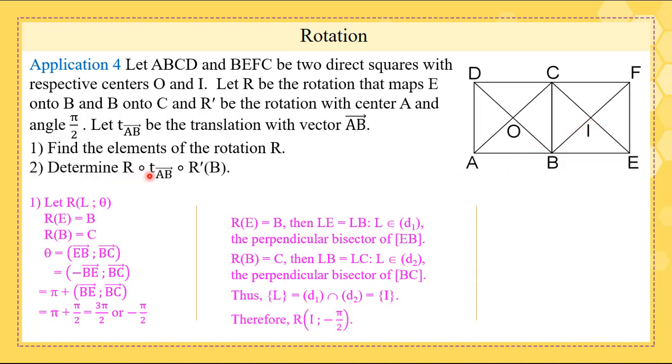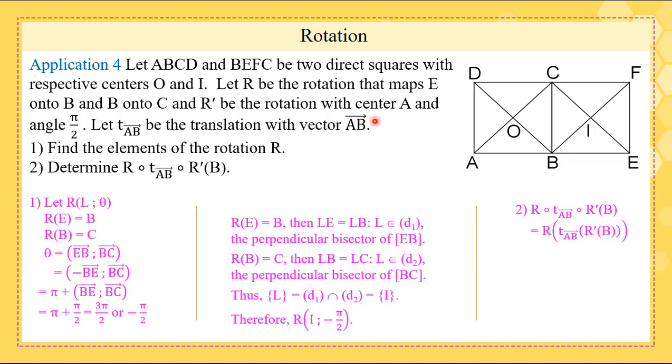Part 2, determine R round T AB vector round R prime of B. Try to do it alone. Now R round T AB vector round R prime of B is equal to R of T AB vector of R prime of B. Now let us find R prime of B.